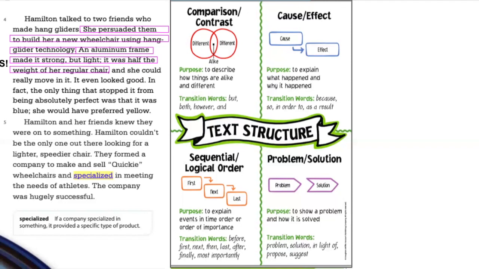It seems to me that the organizational pattern in paragraph 5 is also connected to paragraph 3. I don't see any problem and solution signal words, but this is part of the solution. The paragraph even tells me how their company was successful due to making and selling the quickie wheelchair. The fact that they met the needs of many athletes tells me that they solved the problem by providing athletes with a lightweight wheelchair to play sports instead of the heavy steel frame wheelchair.